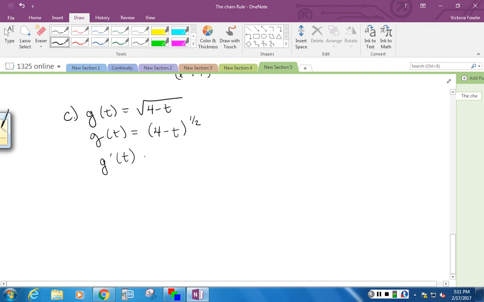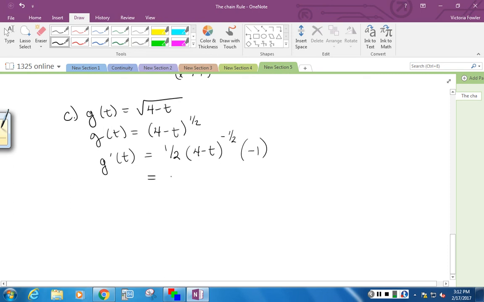I will use the chain rule, which says I'm going to take the derivative of the overall function. So I'll take that 1/2. I'll rewrite this inner function. I'll subtract 1 from the power, so it'd be 1/2 minus 1 is going to be a negative 1/2. And then we multiply by the derivative of the inner function. Well, the derivative of 4 is 0, and the derivative of negative t is going to be negative 1.